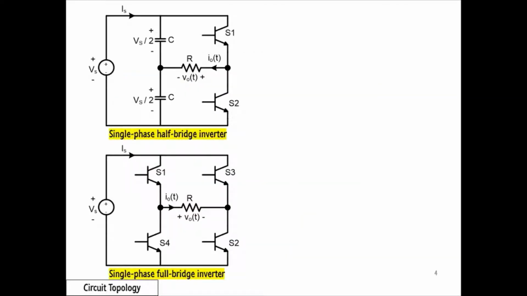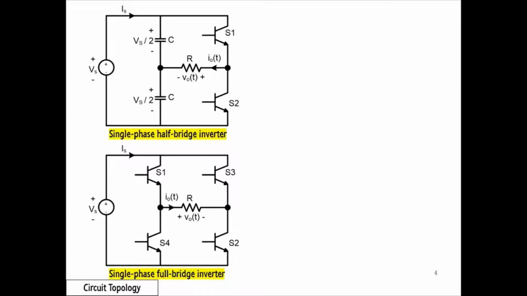Now, let's look at the circuit topology of inverters. For a single-phase power system, we can use either a half-bridge or full-bridge inverter. The only difference between both inverters is the number of controllable power switches. In the half-bridge inverter, two capacitors are needed to complete the circuit.